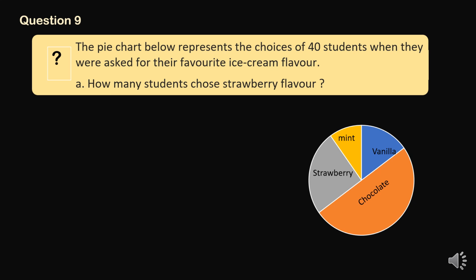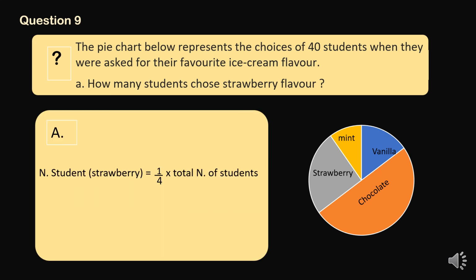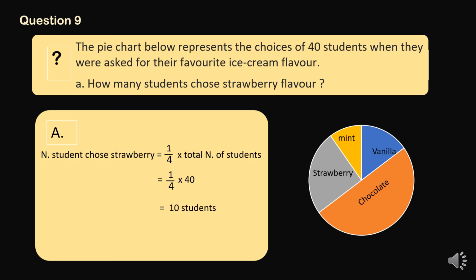You should notice that the representation of the strawberry segment is a quarter of the whole circle. This means the number of students who selected strawberry flavor equals a quarter of the total number of students. So to find the number of students who selected strawberry, you need to times a quarter by the total number of students. A quarter times 40 equals 10 students selecting strawberry flavor.